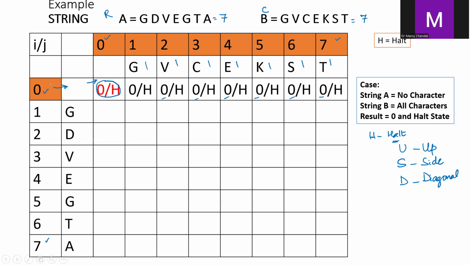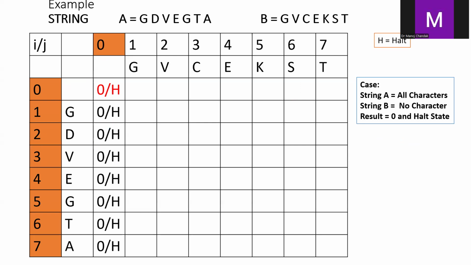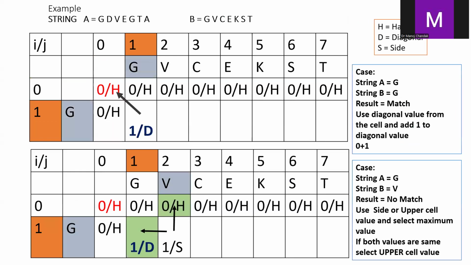On the same lines, in the reverse case, where A has certain characters and B does not have any character, we will also write 0 by H here, 0 by H here, 0 by H here, and so on. This is just because there is no character in B. The computation starts when there are characters in A and characters in B. So this is how the first computation goes.